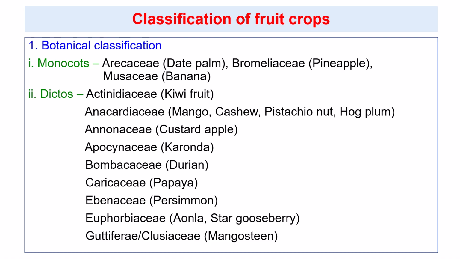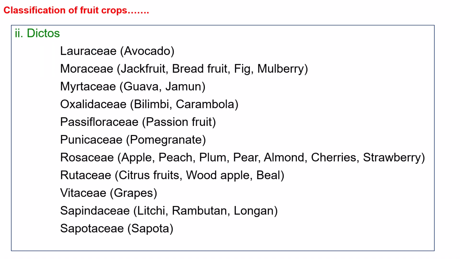So for botanical classification, primarily any crop can be classified as either monocot or dicot. So dicots will be having two cotyledons, whereas in monocots there will be a single cotyledon. So, examples for monocot fruit crops are banana, date palm, and pineapple. So, most of the other fruit crops belong to the dicots. So, these are all the dicot fruits along with the family.